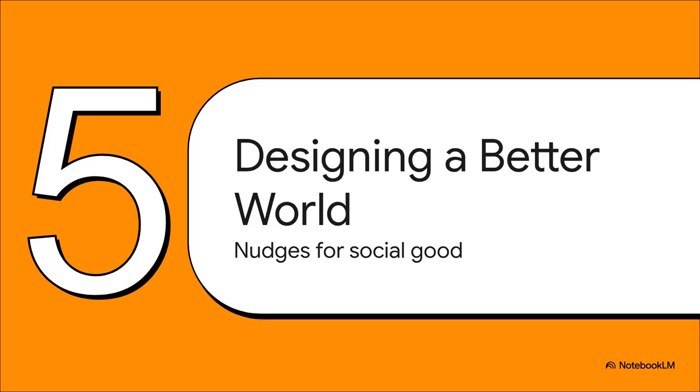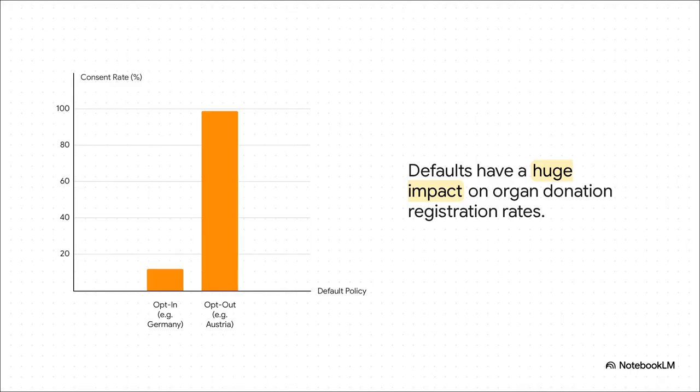So, once you start to understand these tools, nudges and sludges, you can see how they can be used to tackle some of society's really big challenges, way beyond just cafeterias and retirement plans. Check out the data on organ donation rates. It is absolutely staggering. In countries like Germany, where you have to actively opt in to be a donor, only about 12% of people are on the registry. But in opt-out countries like Austria, where you're a donor by default unless you say no, the rate is nearly 99%.